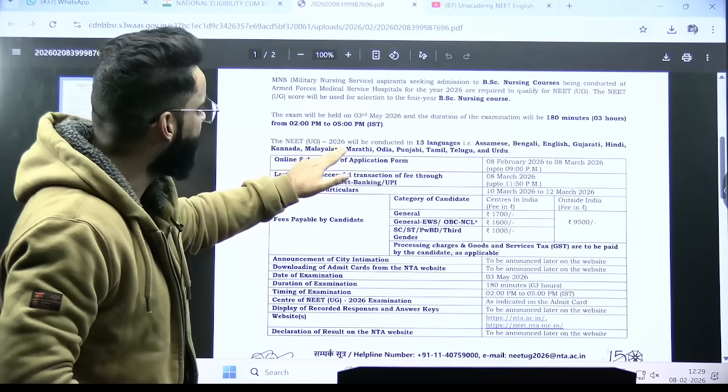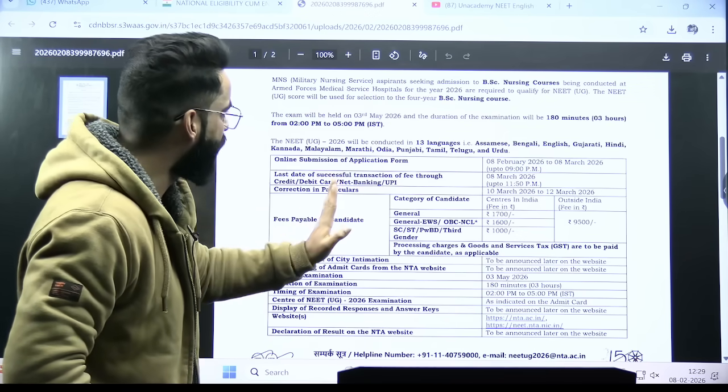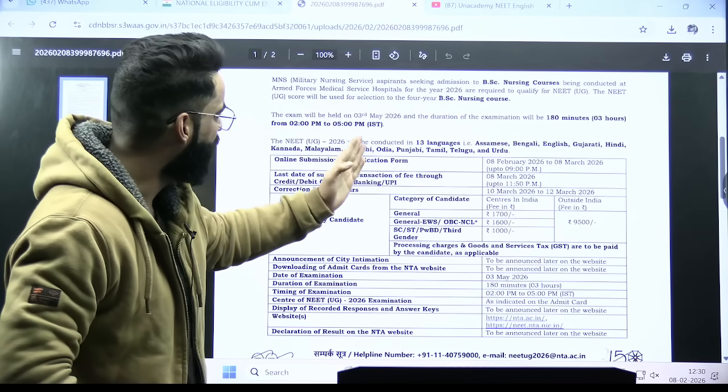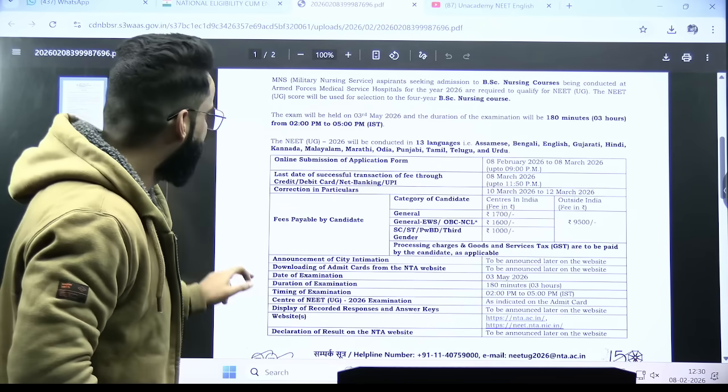The NEET UG 2026 will be conducted in 13 languages, okay? Assamese, Bengali, English, Gujarati, Hindi, Kannada, Malayalam, Marathi, Odia, Punjabi, Tamil, Telugu and Urdu.